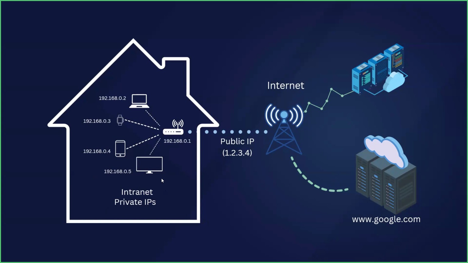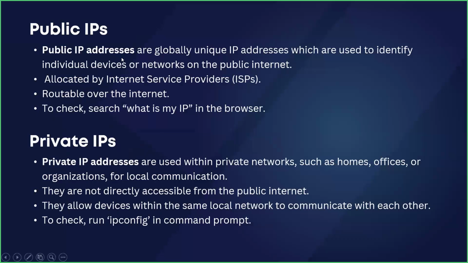Okay. Intranet private IPs, internet public IPs. That's an important point. So defining them again, public IPs are globally unique addresses which are used to identify devices on the public internet. They're allocated by the ISP, they are routable over the internet, and you can check them with a simple command, what is my IP?